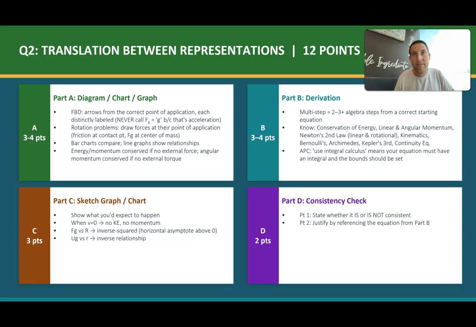Yes, this is consistent because R is in the denominator, so as R gets bigger, U gets smaller, or whatever it is. Say where the variable is in your equation. Is it in the numerator or is it in the denominator? As it gets bigger or smaller, depending on what's happening, then you can make your justification like that.